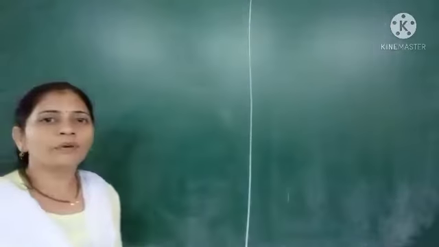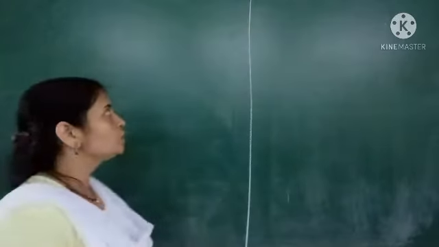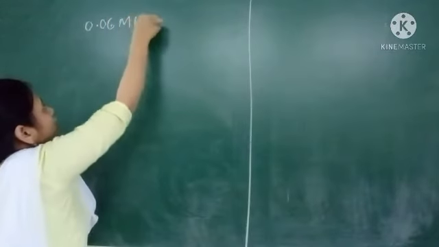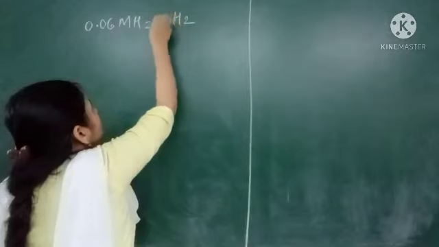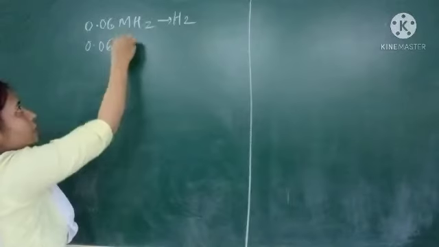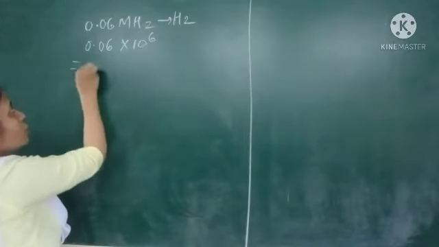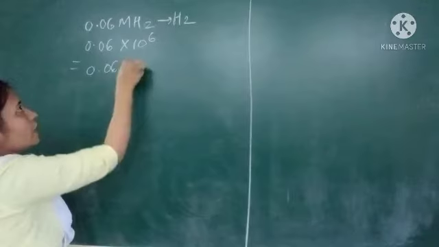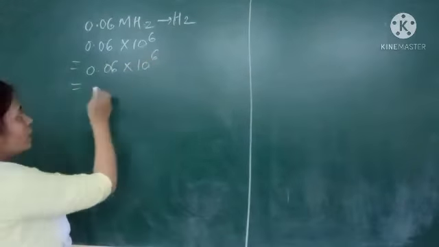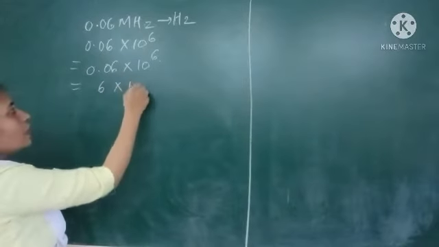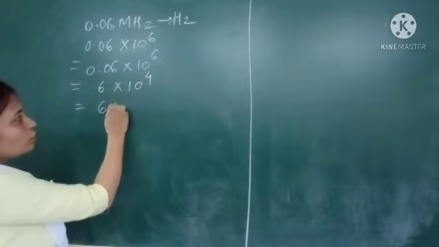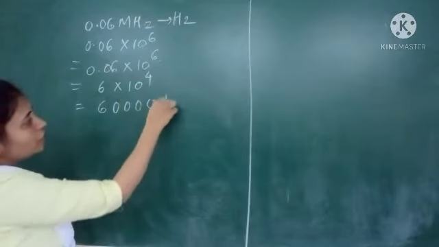Take another example, to convert 0.06 megahertz into hertz. Then what we have to do here? This is 0.06 mega. Mega means 10 raised to 6. So what we have to do? 0.06 into 10 raised to 6. So finally, here 2 places after the decimal point are there, so we have to adjust this. So we got 6 into 10 raised to 4. So finally we got the answer 6, and this is 10 raised to 4. So 1, 2, 3, 4 zeros are there.